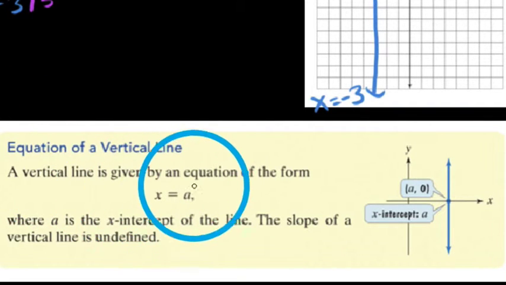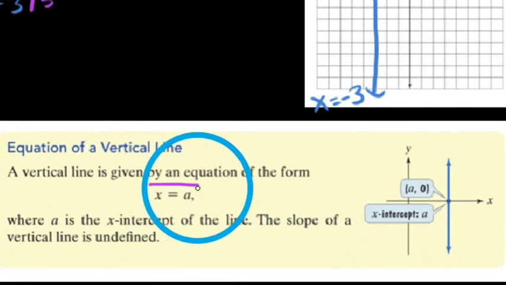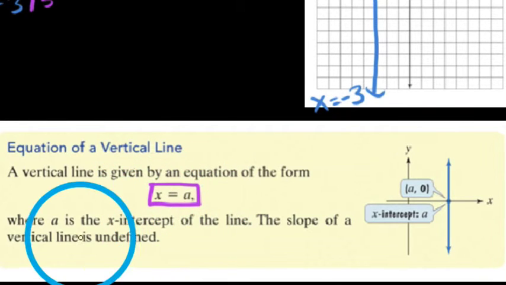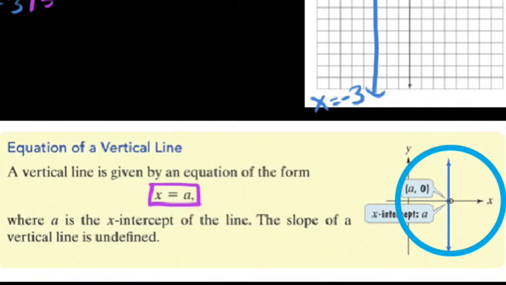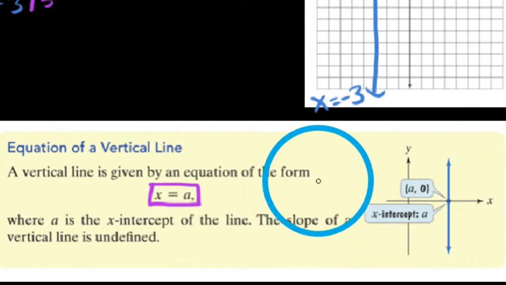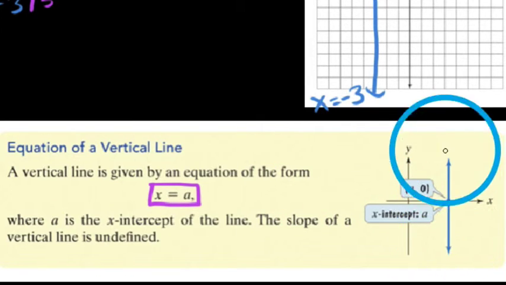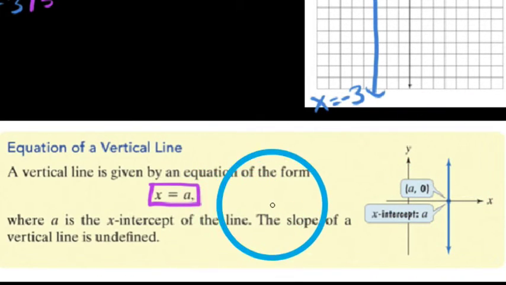And a vertical line is always given by an equation in the form x equals a, where a is some constant. We could say that a is the x-intercept of this line, just like b was the y-intercept over here. But it passes through all the points having an x value of a, and it's a vertical line.